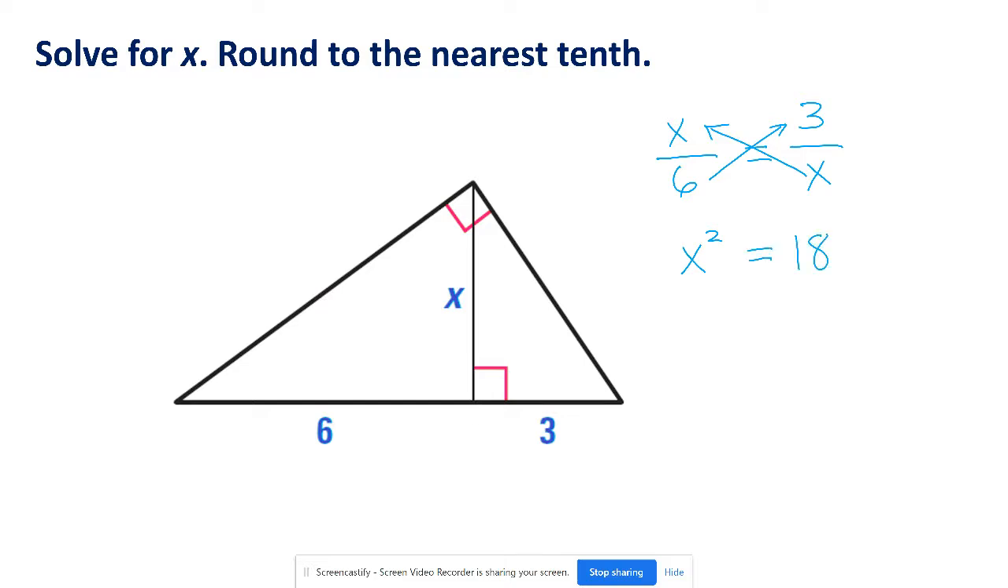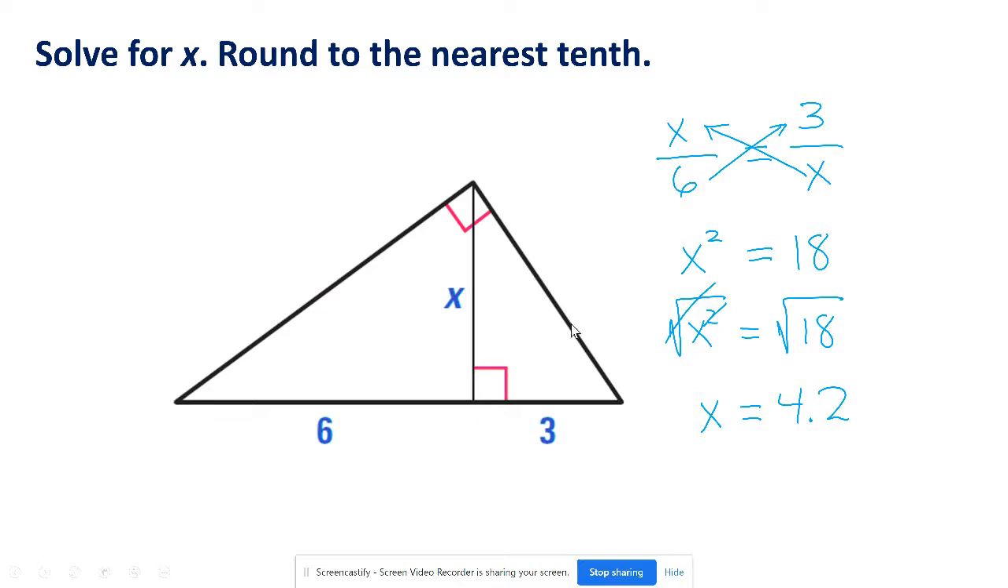And then again, to solve it, I have to take a square root. So I take the square root of x squared, and I take the square root of 18. The square root and the square cancel out. So I just get plain old x equals. Then you go to your calculator, type in square root of 18. It's approximately 4.2. Again, we're rounding this off to the nearest tenth. So one place after the decimal.